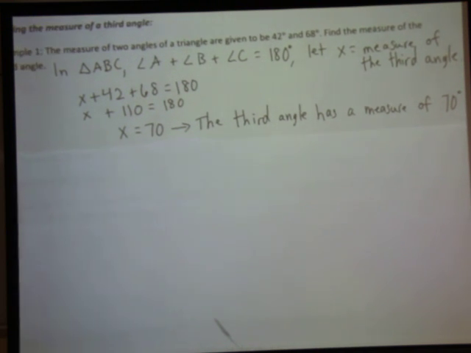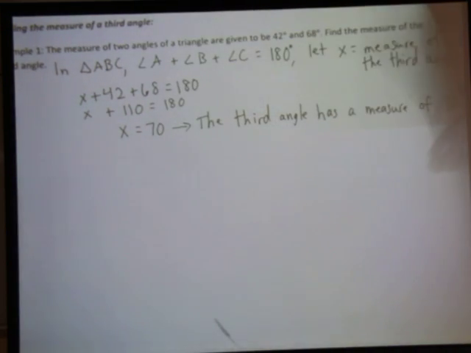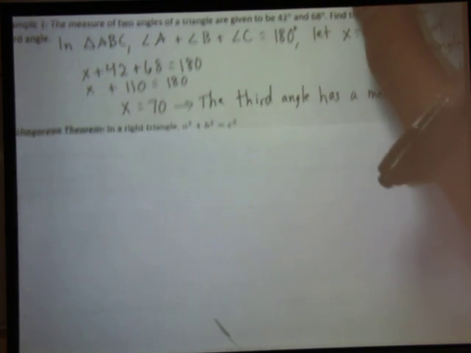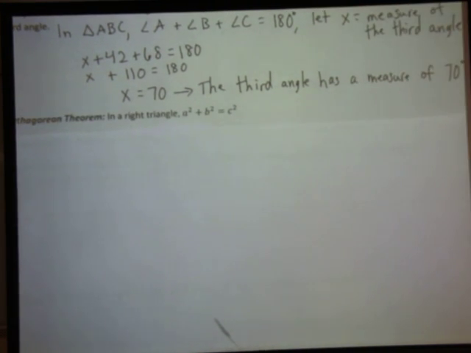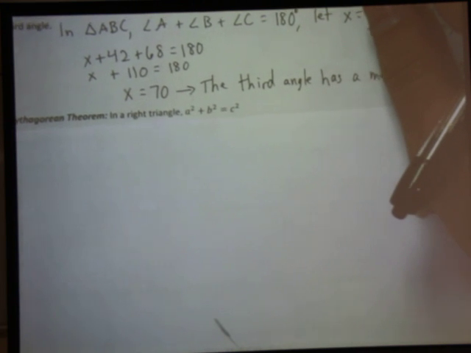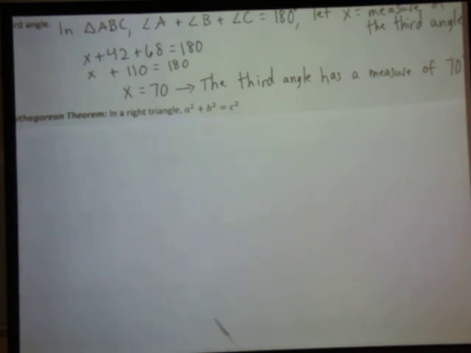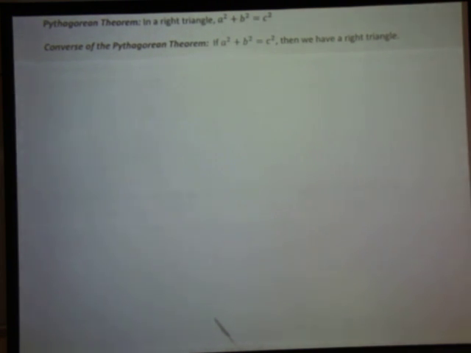All right, so on to a couple more definitions, theorems in this case. First, one of the most famous ones that many of you probably know, the Pythagorean theorem, which states that in a right triangle, it's always true that a squared plus b squared equals c squared. And conversely, the converse of the Pythagorean theorem states that if we have that relationship, a squared plus b squared equals c squared, then it must be true that we have a right triangle.